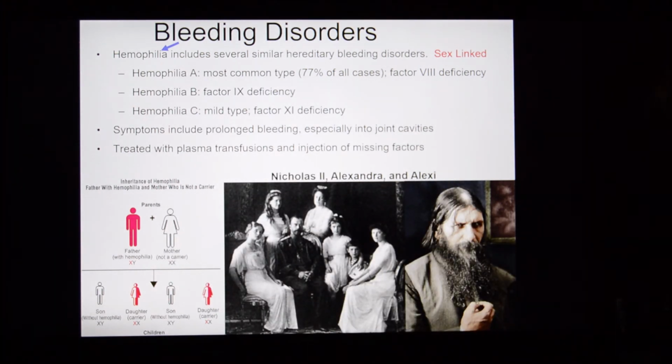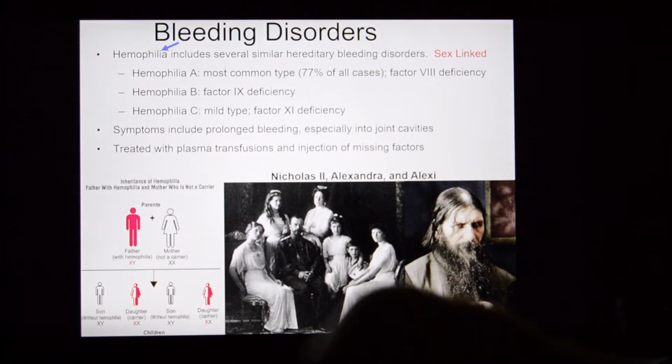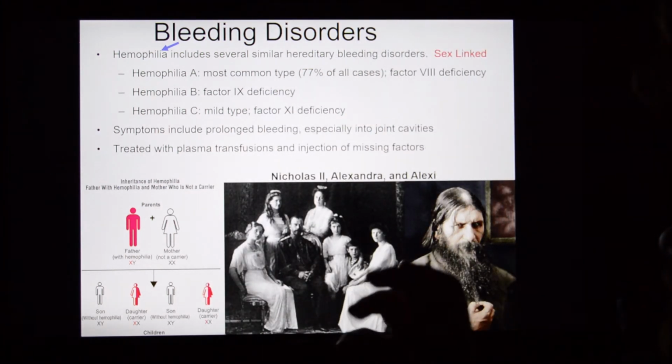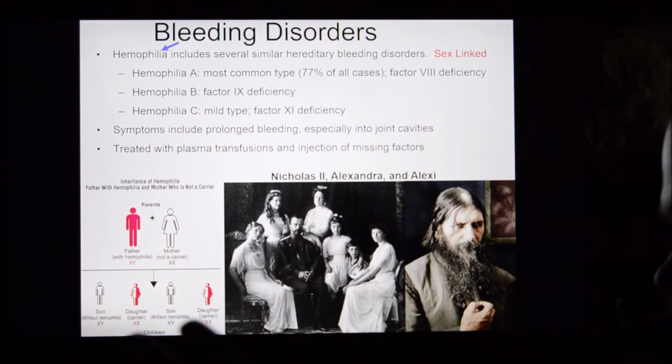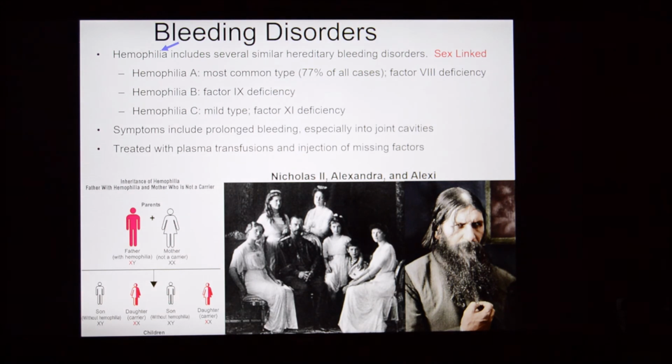But gentlemen, you only have one X chromosome. And what that means is you get one chance, one shot, at getting the genetics for blood clotting. And if you get the wrong genetics for blood clotting, that's hemophilia. There's a bunch of different types, but this is considered a sex-linked trait because it travels on the sex chromosomes, X and Y, and primarily affects one sex or the other.